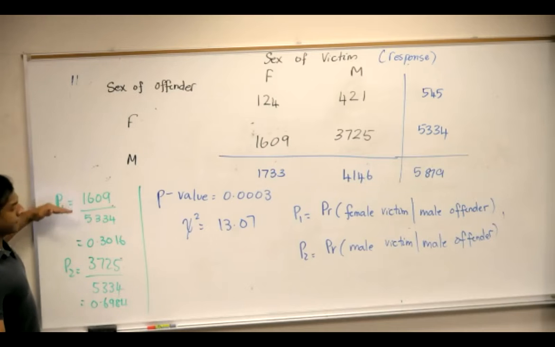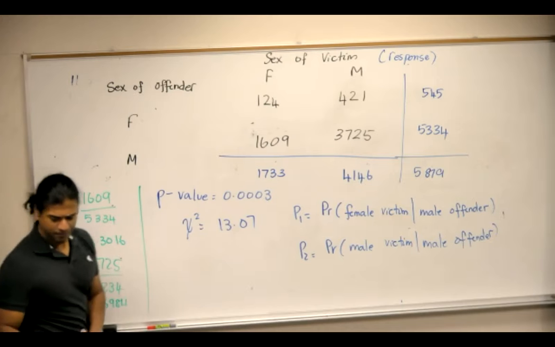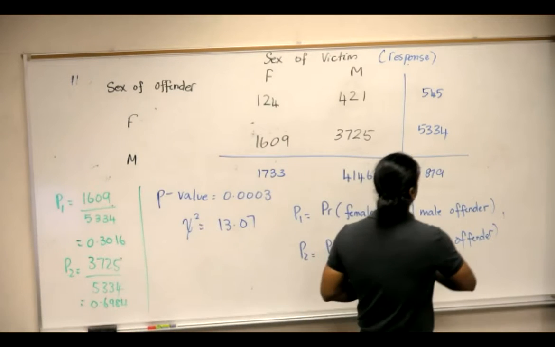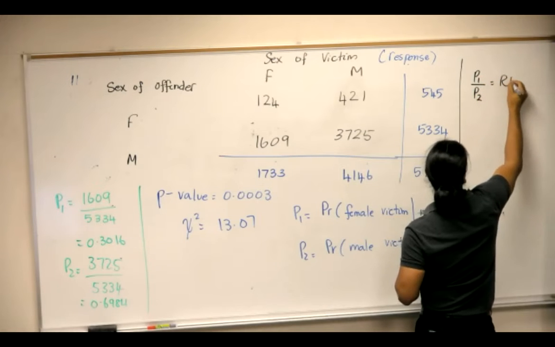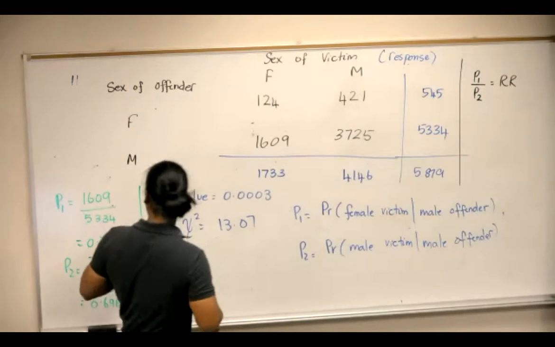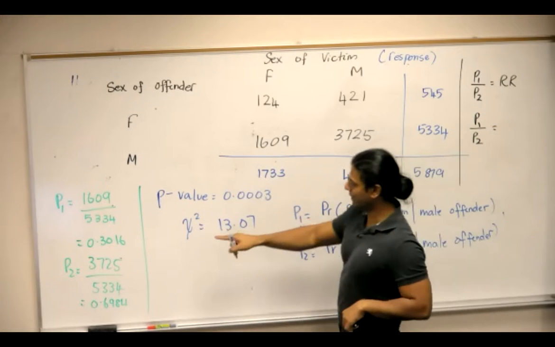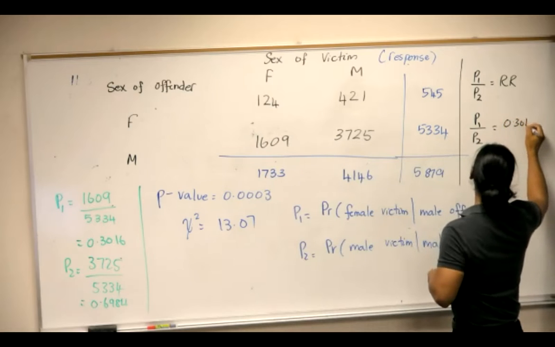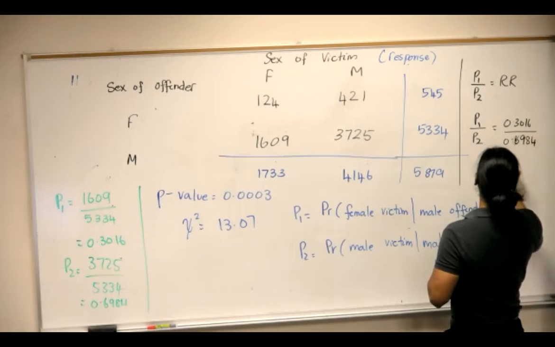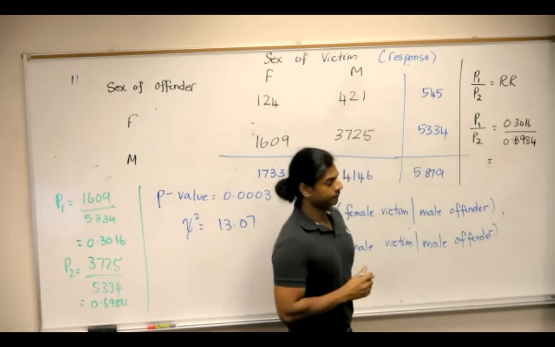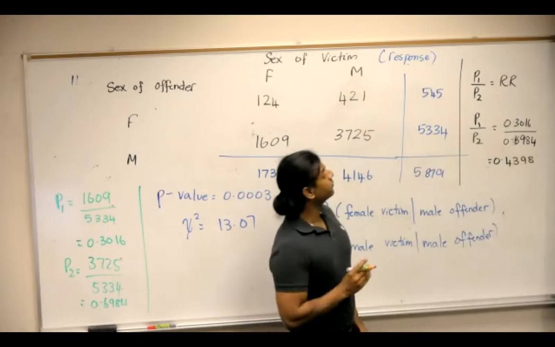Now I want you to divide the two. The book wanted to pick one measure of association, and we're about to run out of time, so I don't want to bring up odds ratio. P1 over P2 is relative risk, or R. And what is P1 over P2 in our case? 0.3016 divided by 0.6984. And what do we get? 0.4318.